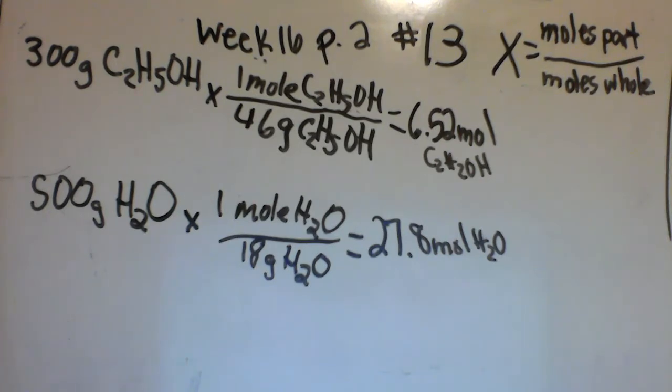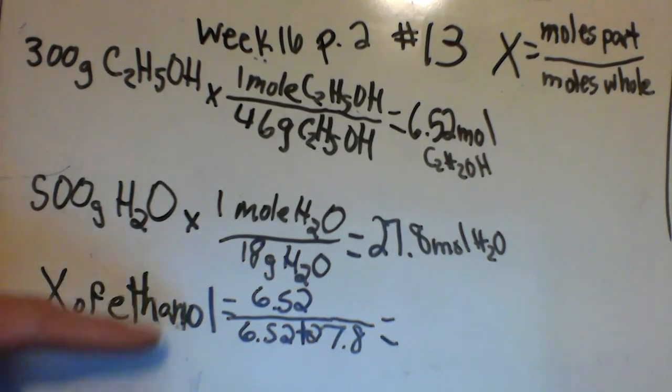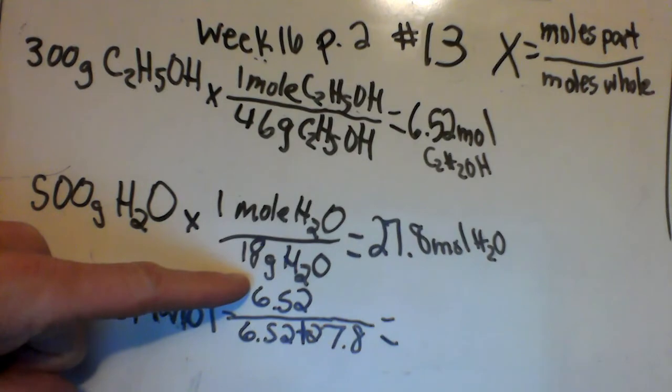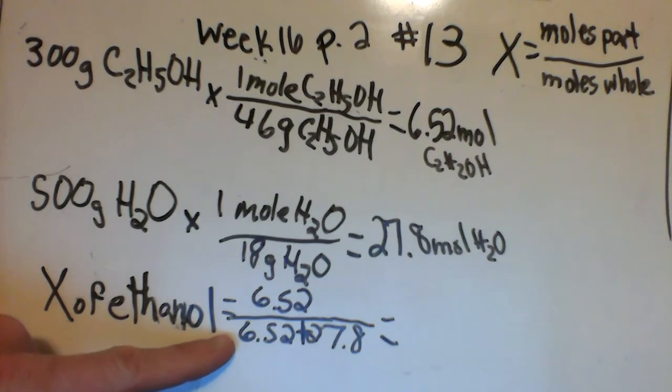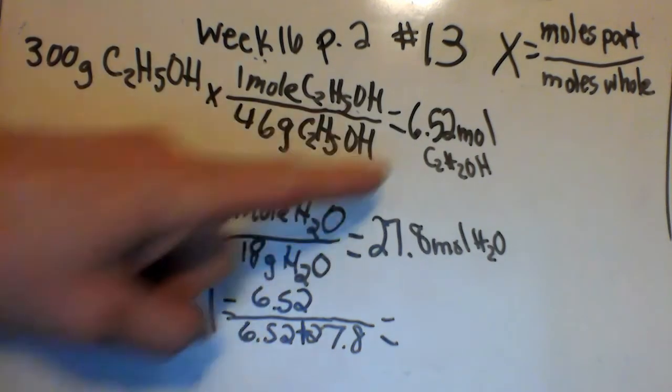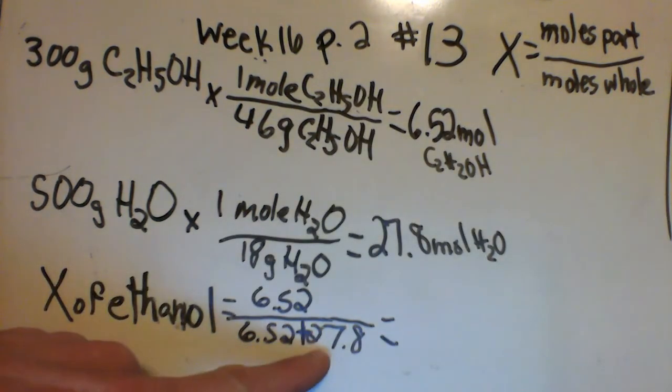Let's start with the mole fraction of ethanol. The mole fraction of ethanol has the moles of the part, which is ethanol, so we take 6.52 moles of ethanol on the top of the fraction. Then the moles of the whole, which is found by adding the moles of ethanol plus the moles of water, so 6.52 plus 27.8 on the bottom of the fraction.